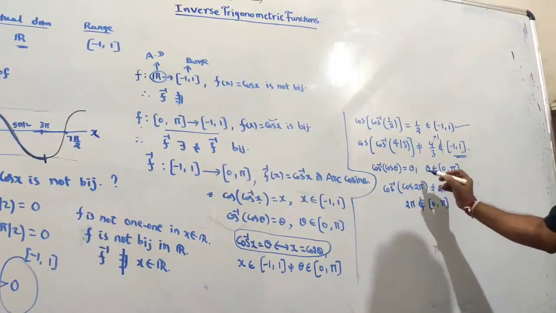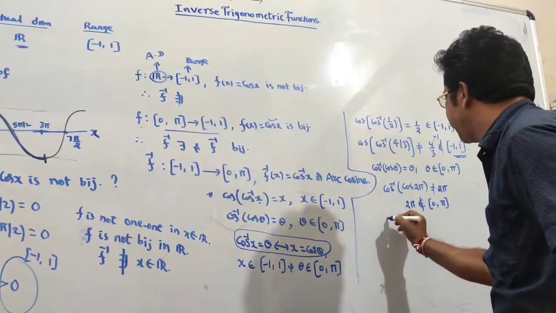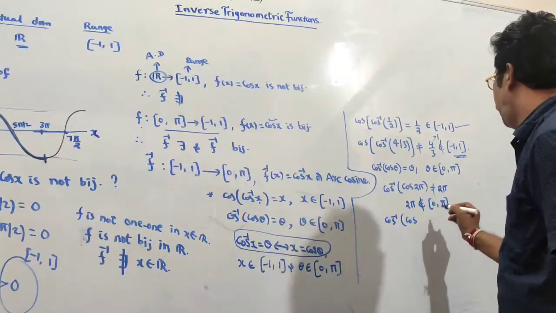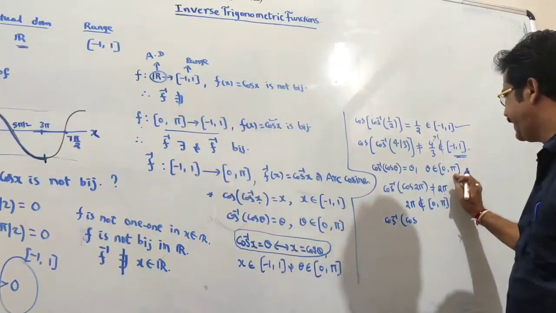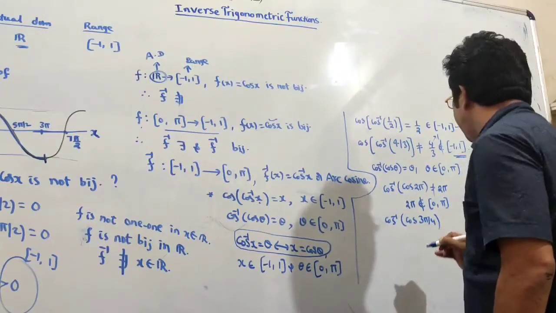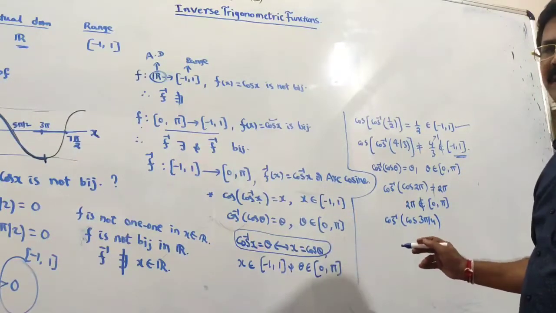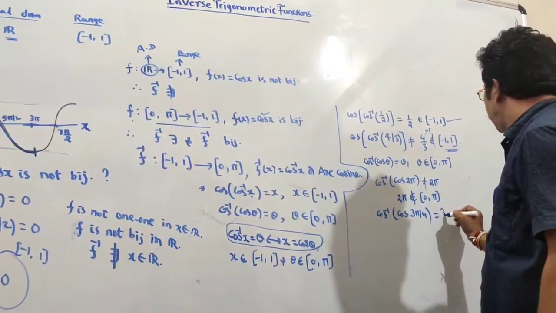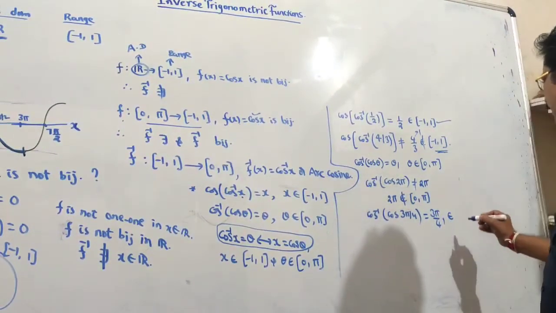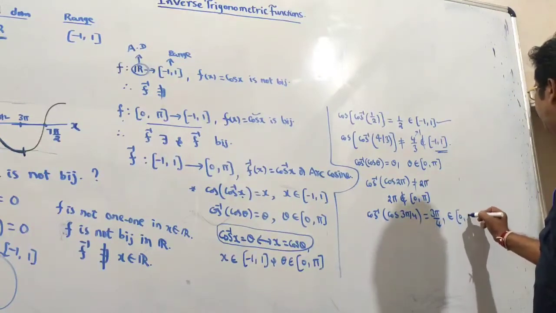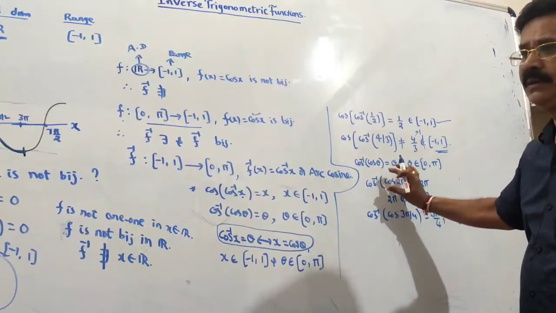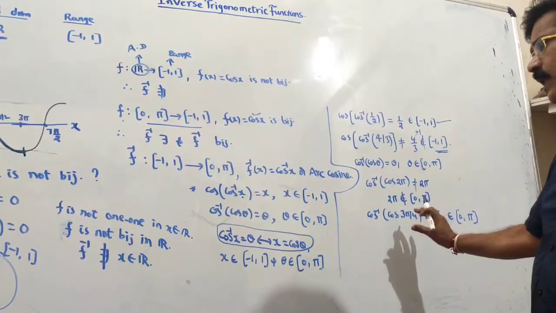So next, success case: cos inverse of cos 3 pi by 4. 3 pi by 4 means 3 times 45, which is 135 degrees. That is equal to the same 3 pi by 4, because it belongs to the closed interval of 0 to 180 degrees, that is pi. So this is one failure case and one success case.